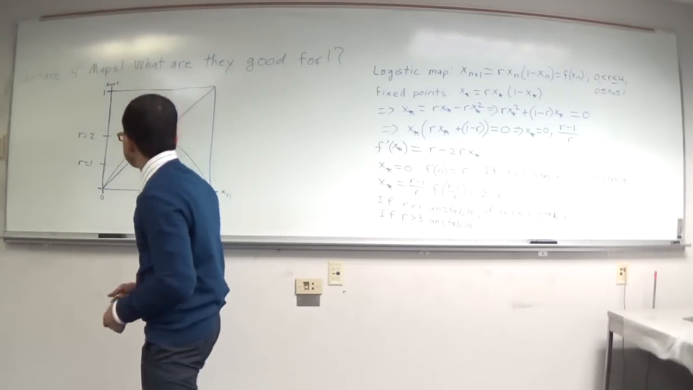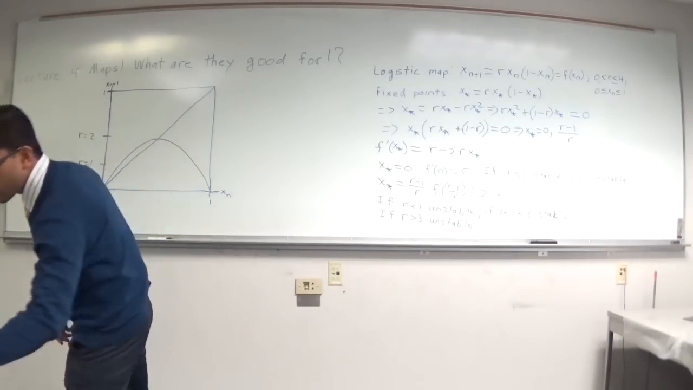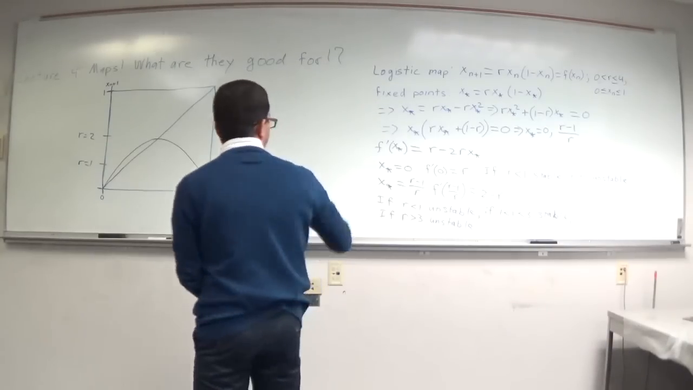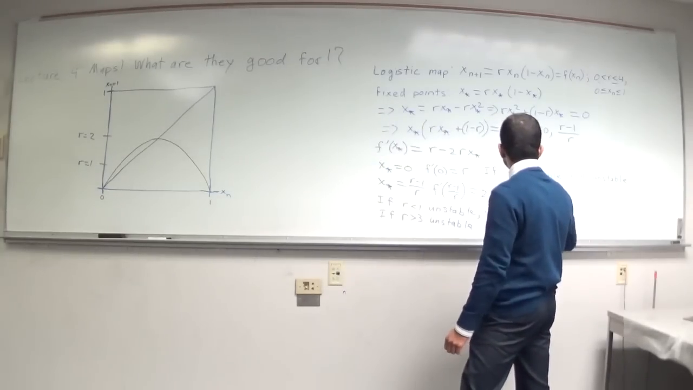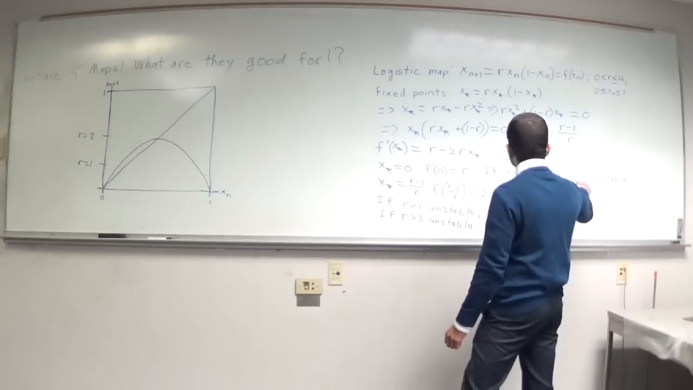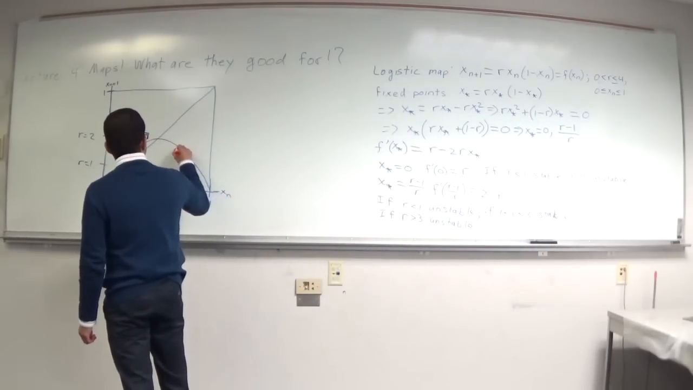But now we want to see what the stability is of these fixed points. So let's start somewhere. We know from here that r between 1 and 3 is going to be stable, and r is going to be greater than 1 here, so it's unstable. But let's say we start over here.